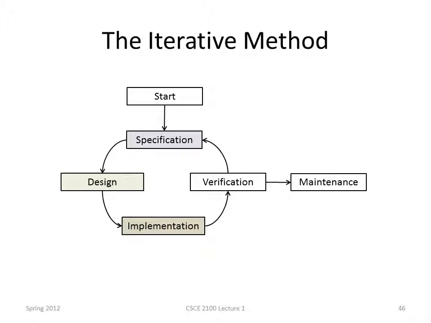This is the iterative method, in which we keep iterating until we're happy with the result. We start, we specify, we design, we implement, we verify, and then we go around the loop again. Once we figure that out, we keep going around, adjusting the specification, design, and implementation until we're happy. Then we release and maintain.